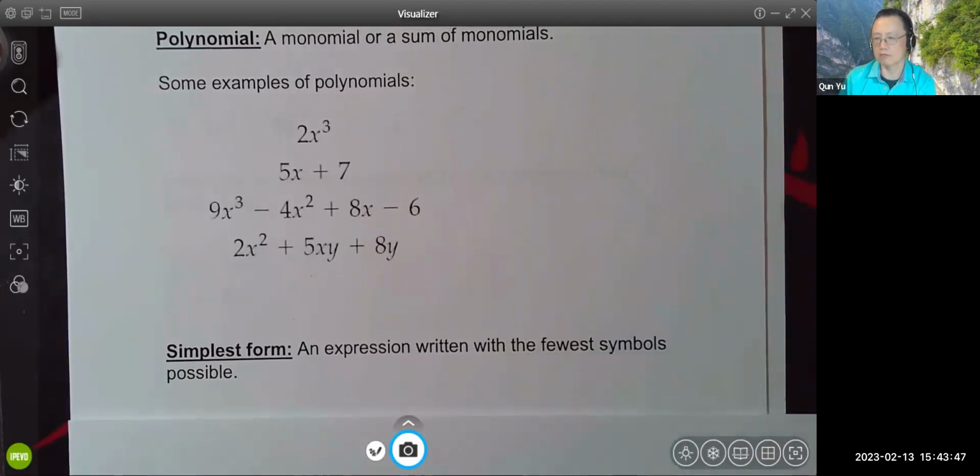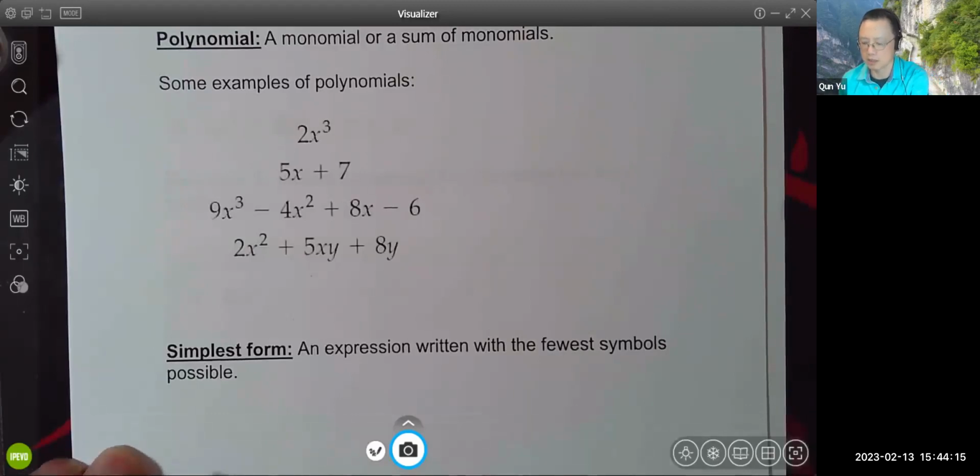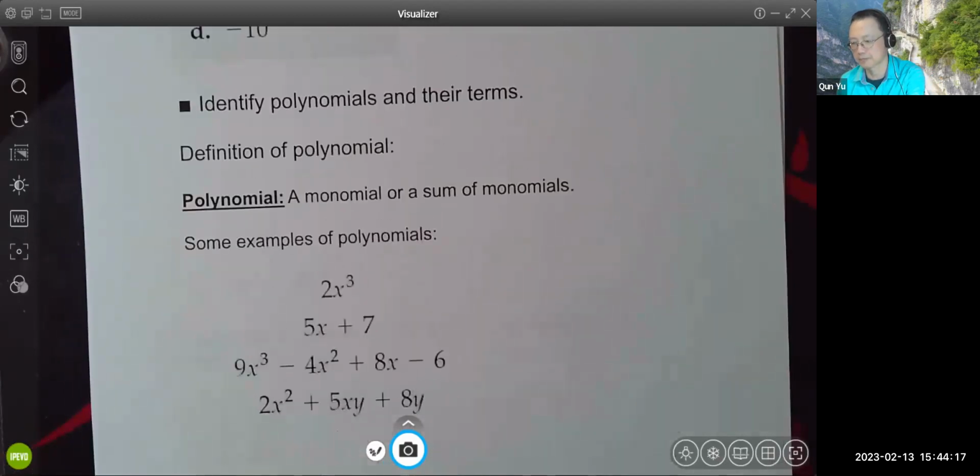Now, whenever we work with polynomials, we have to know what is called the simplest form, because we always want to simplify an expression to its simplest form. So what is the simplest form of an expression? That is an expression written with the fewest symbols possible. That means you cannot reduce it further. That will be called simplest form. And later on, we're going to have this.